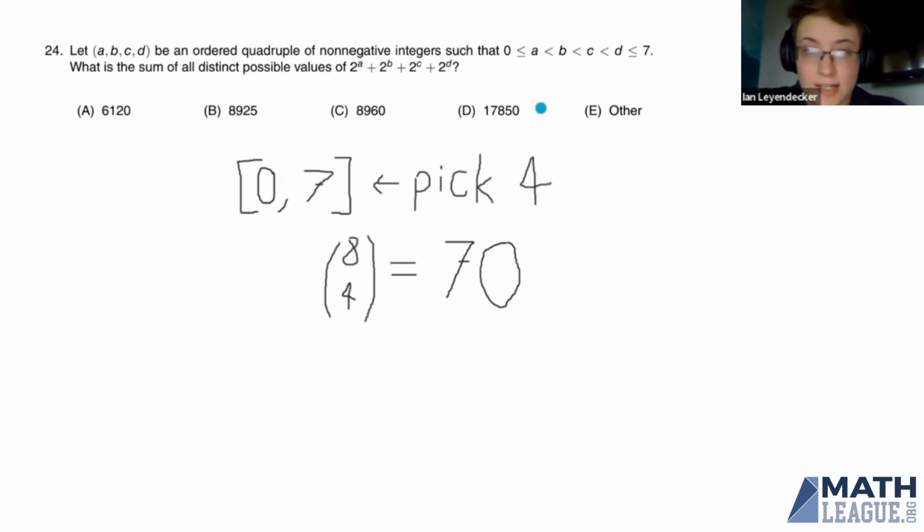So we have 70 distinct possible values of 2 to the power of A plus 2 to the power of B plus 2 to the power of C plus 2 to the power of D. But that's a lot of calculation, and we want to find a slick way to figure out exactly what the sum of them all is. We don't have to compute all of them separately. So let's think about it using the power of bases.